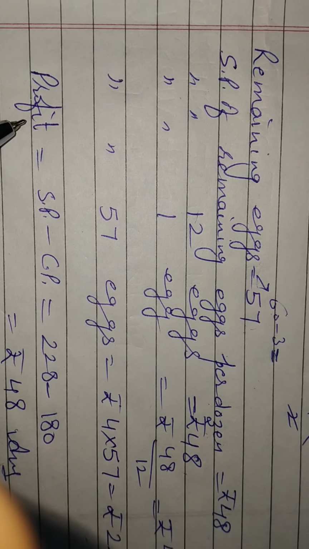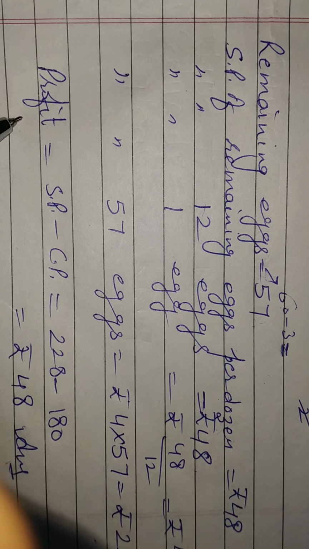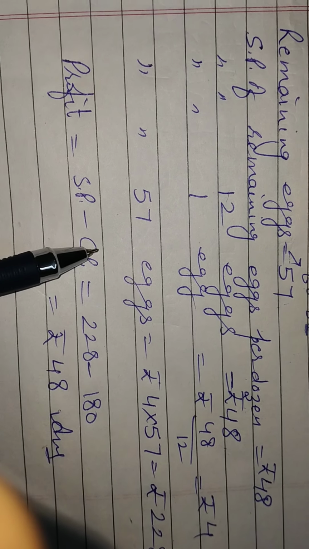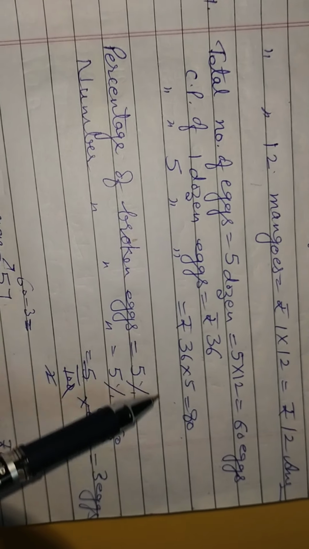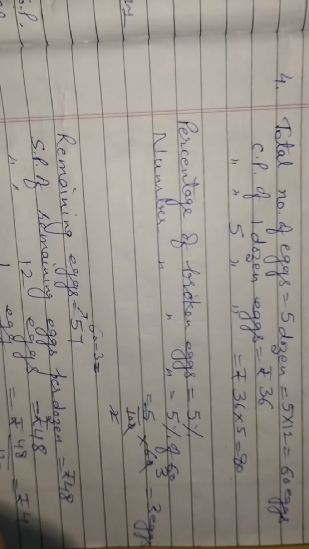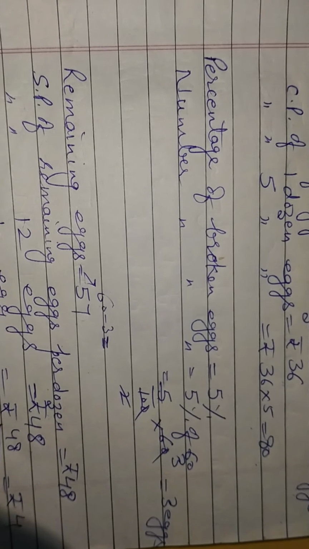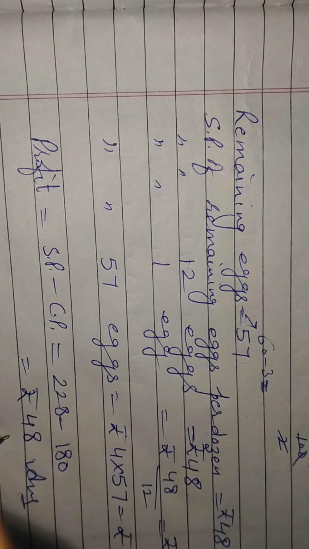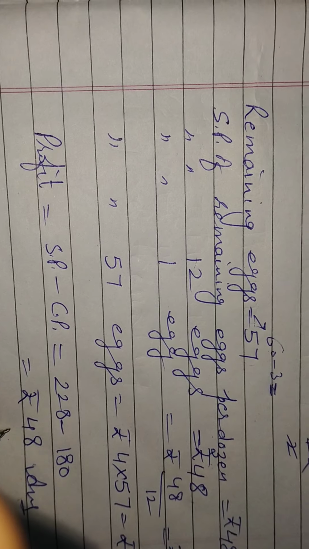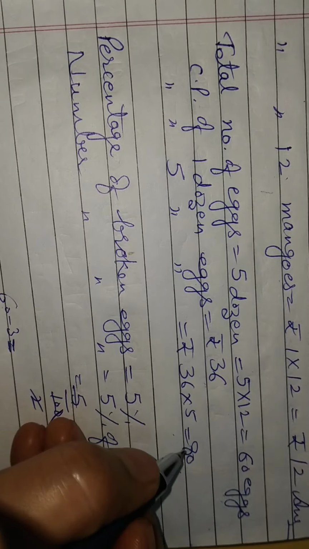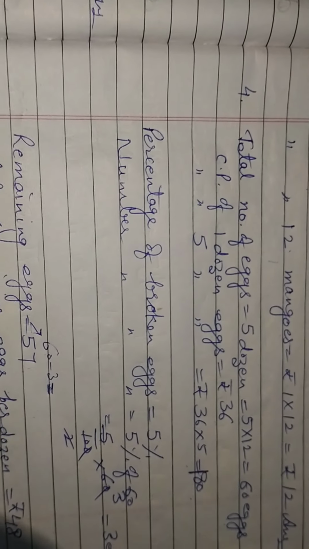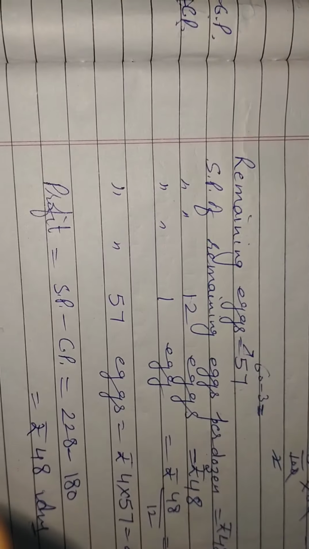And profit is asked, find the total gain. Gain and profit both are the same thing. This is our selling price and this was our cost price. We will subtract these two. In this way we will get the answer, here it is 180. Clear? In this way you can do this question also.